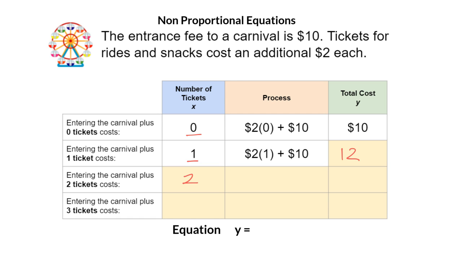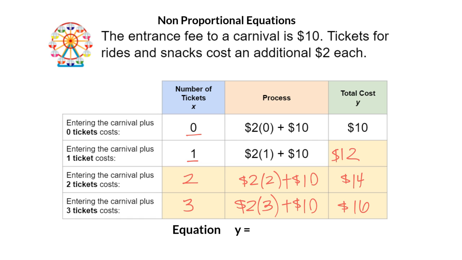The next one says entering the carnival plus 2 tickets. So 2 would go here for number of tickets. To find my process, I would do $2 times 2, which is 4, and then 4 plus 10 is $14. And then 3 tickets, number of tickets goes here, the number 3. My process is $2 times 3. 2 times 3 is 6, and 6 plus another 10 to enter is 16.